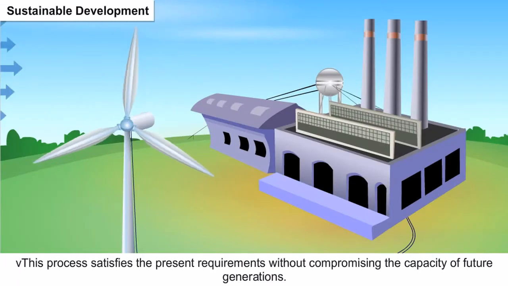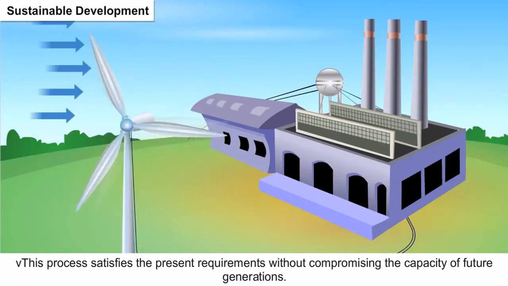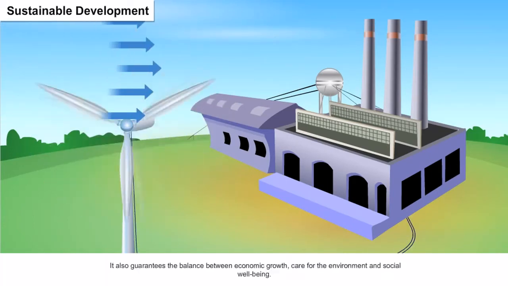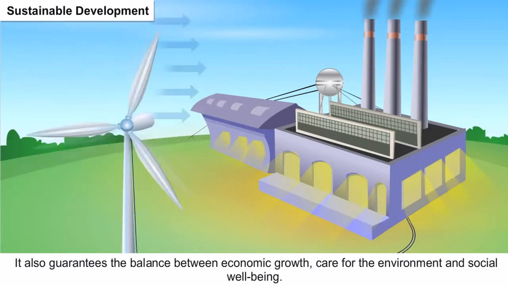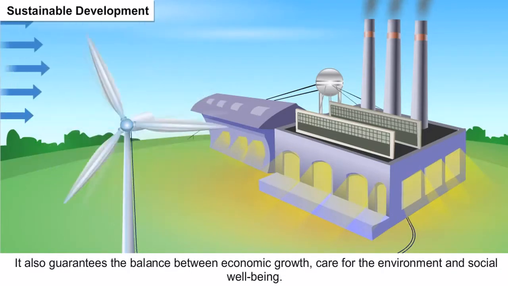Sustainable development. This process satisfies the present requirements without compromising the capacity of future generations. It also guarantees the balance between economic growth, care for the environment and social well-being.